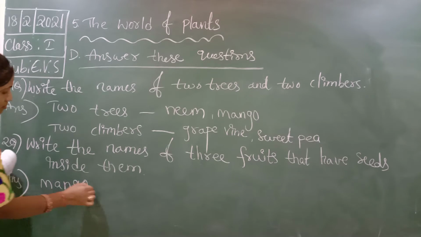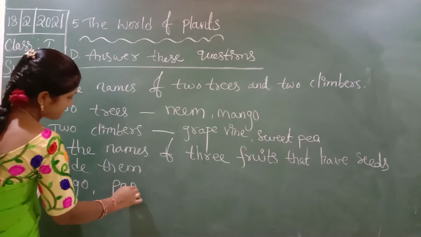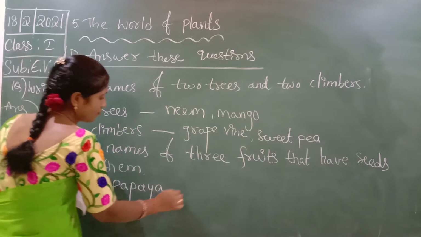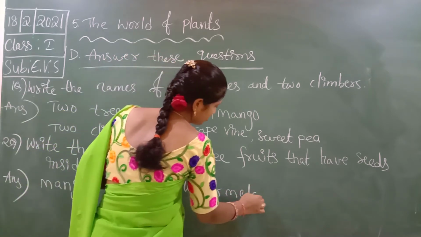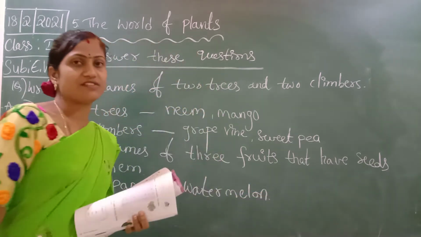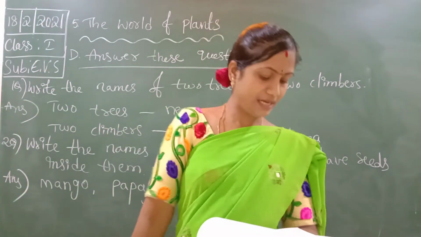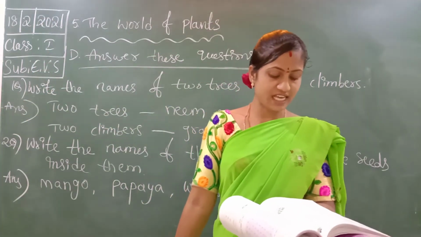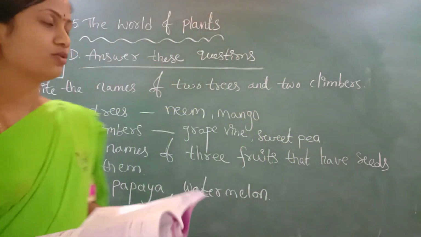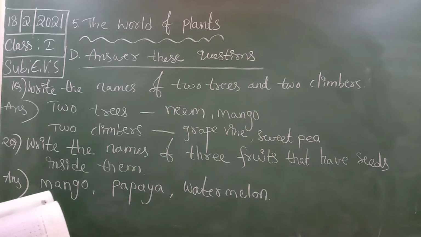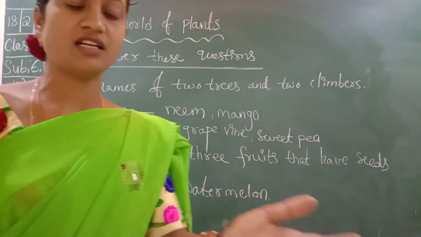Mango, papaya, watermelon, as you wish. Okay, next, what happens when a seed gets air, water and sunshine? It will grow. Okay, so once observe, children.